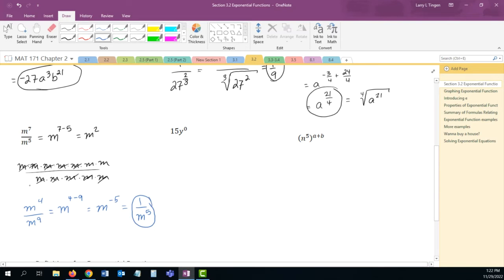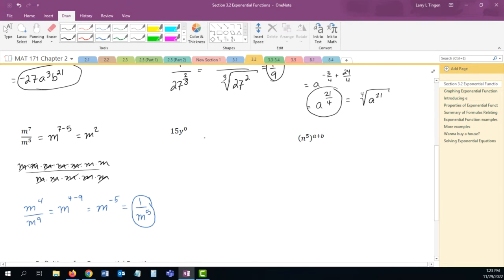All right. If you're doing division and you end up with a negative power, it means that there were more factors of m in the denominator than the numerator. How many more? In this case, 5. So that means when I get done with the problem, there'll be 5 factors of m in the denominator.